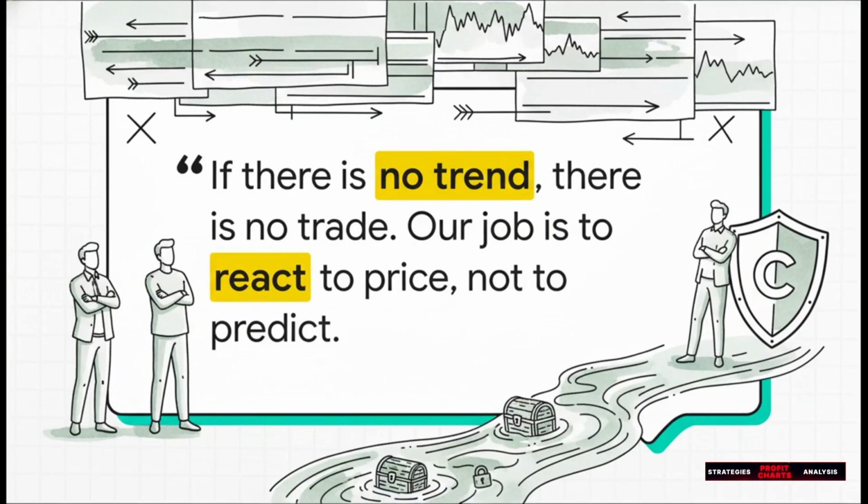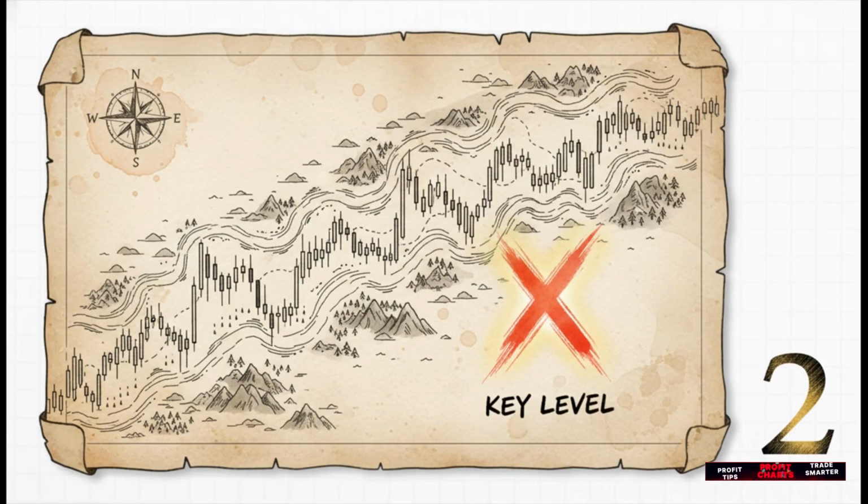And this brings us to one of the hardest but most important rules in trading. If there's no clear trend, if the market is just messy and range-bound, then the highest probability trade is often no trade at all. We are not here to predict what might happen. We are here to react to what is happening. Seriously, learning to just sit on your hands and preserve your capital in choppy markets is a skill in and of itself.